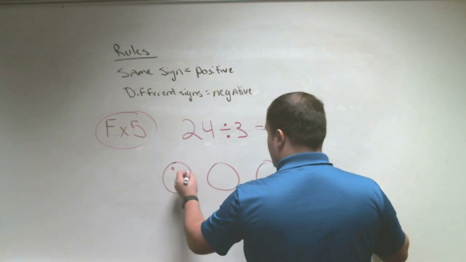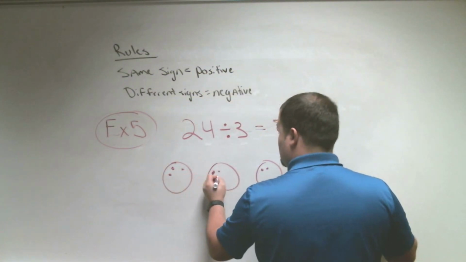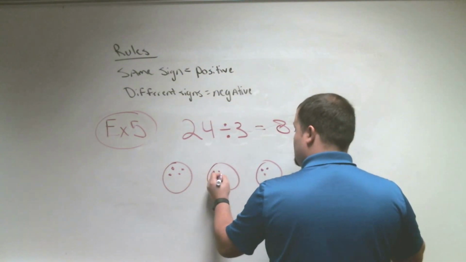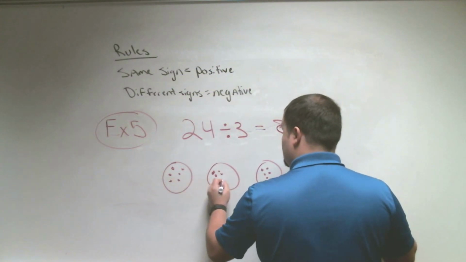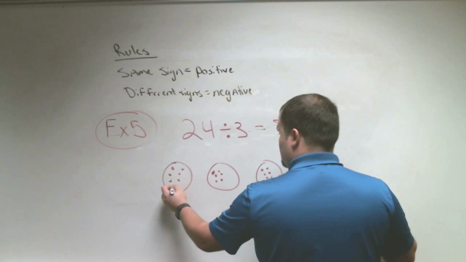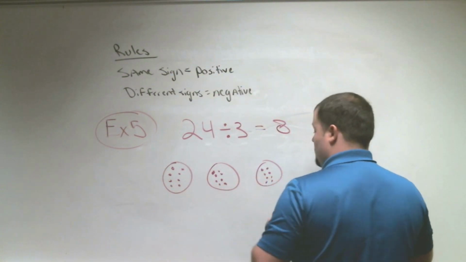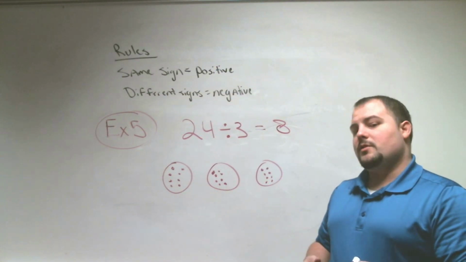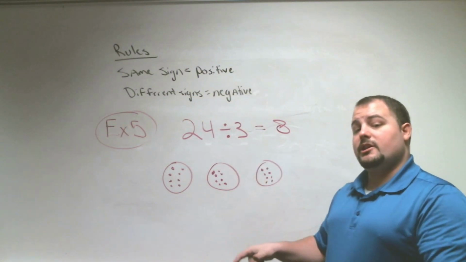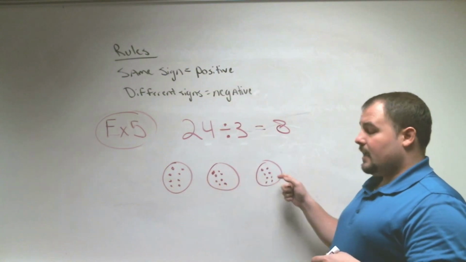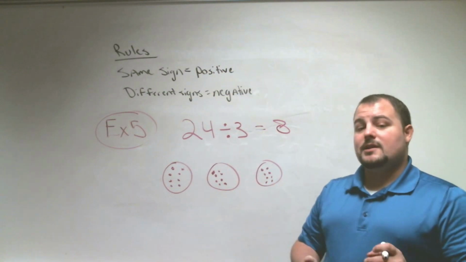So we start by going 1, 2, 3, 4, 5, and so on, up to 24. So what I did there was I distributed 24 things to 3 equal groups. So the divided by 3 means I'm going to split it up 3 ways equally. And then I counted the 24, and each time I counted, I put it down in each one. So 24 divided by 3 is 8.